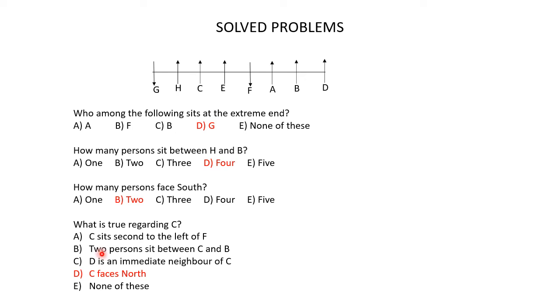Now option B says 2 persons sit between C and B. Between C and B there are 3 persons. So again option B is not true regarding C. Option C says D is an immediate neighbor of C. But the immediate neighbors of C are H and E. So option C also is not true regarding C. Option D states C faces north. C faces north. This is correct. So option D is true regarding C. So the correct answer is option D, C faces north.